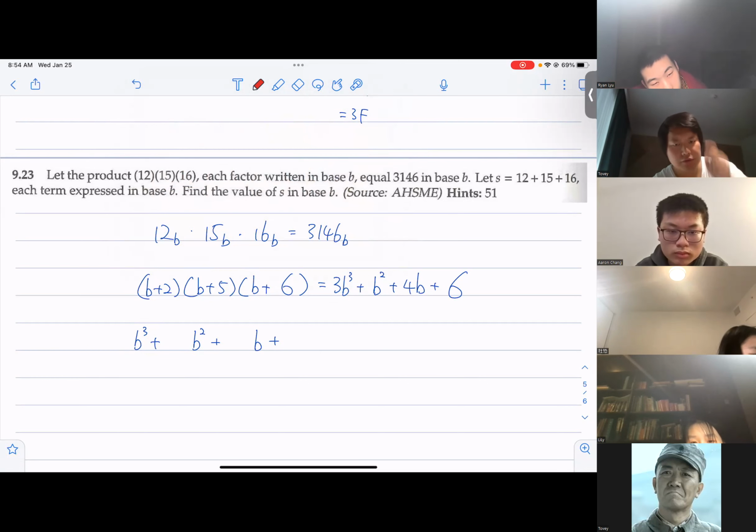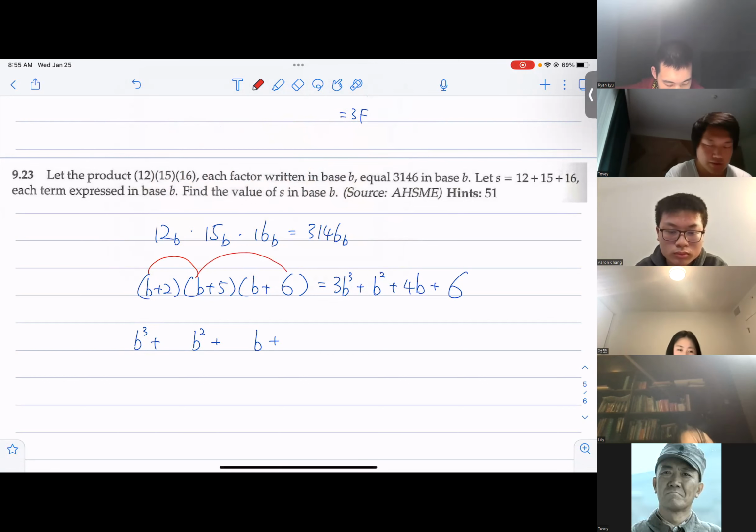So think about how you even generate a b squared from 3 brackets. That means you have to do b times b, and in the next bracket, you have to choose a number, right? So it has to be b times 6. This way gives you 6b squared. But other than this, you can also do b times 5 times b. That will give you 5b squared, right? And in the end, you can also do 2 times b times b.